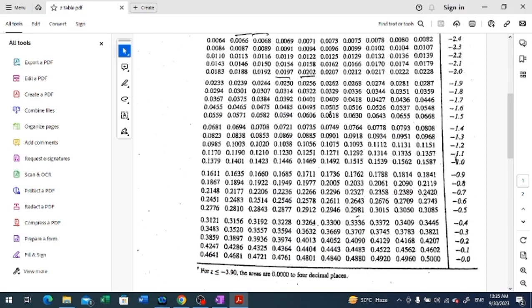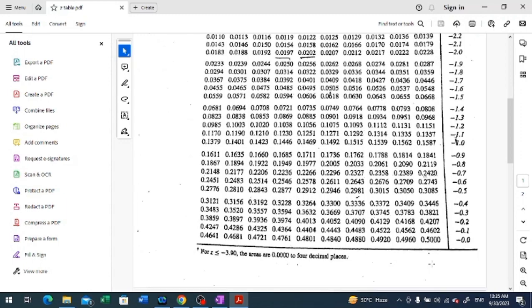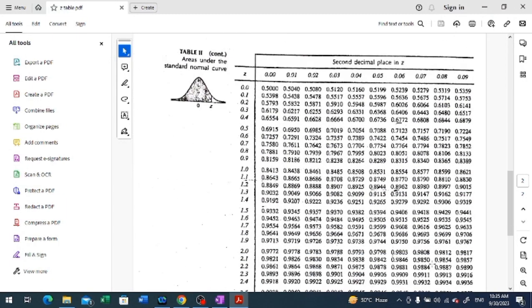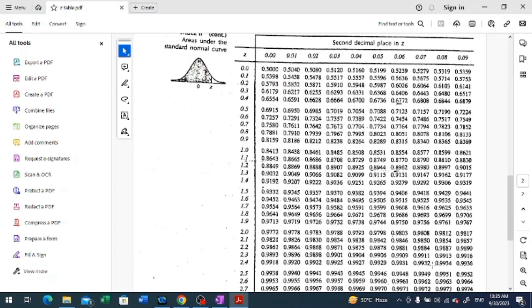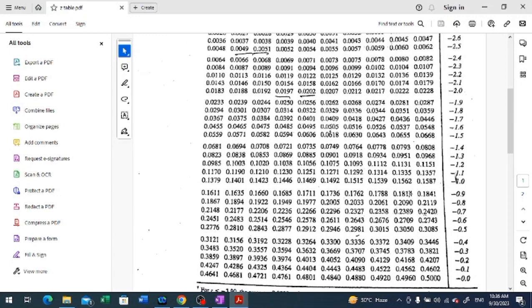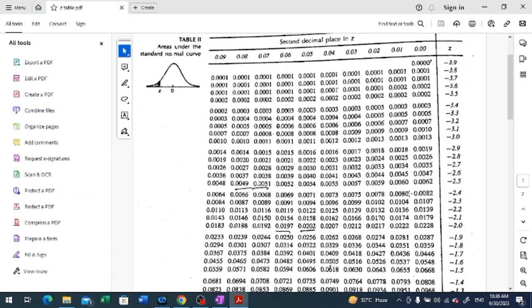All the probabilities that are included in the negative z table are equal to or below 0.5, and all the probabilities in the positive z table are exceeding 0.5, you can say. So we use the positive z table when we are interested in the probabilities across z values above 0, and for any value of z below 0 we refer to the negative z table to get the probabilities.